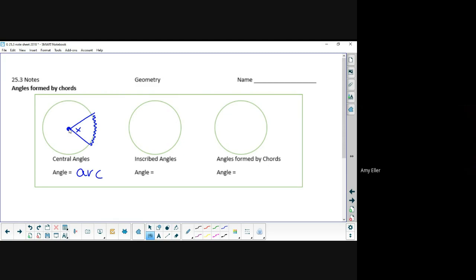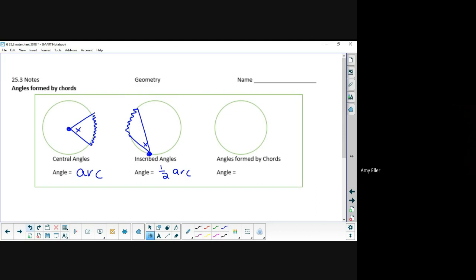Inscribed angle. The vertex is on the circle. So maybe I'll draw this angle. It doesn't have to go through the center. I could draw that one if I want. Does this angle equal that arc? No. What's the formula here? This angle equals, yell it out, half the arc.